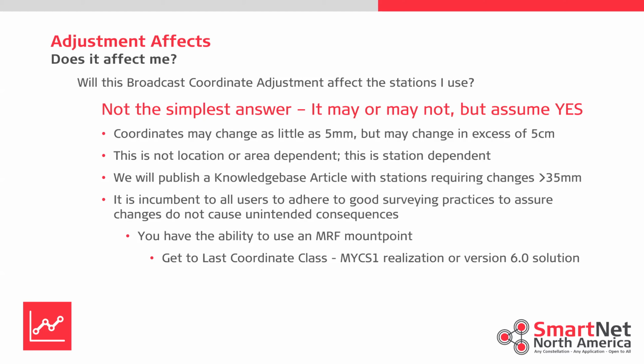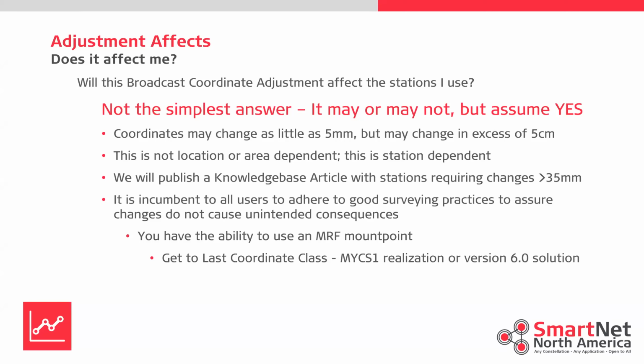We will publish a knowledge base article with stations requiring changes of greater than 35 millimeters so that you'll be able to look at that. Again, we are toying with bringing that down just a smidge, but it will say in big bold letters at the top: these stations are moving more than X. So that you can look at it, find it, go to the portal on January 6th and see how much it did move. It is incumbent on you, the user, to adhere to good surveying practices to assure changes do not cause unintended consequences. We cannot control the consequences on the ground. We can only prepare you to understand what the consequences could be.